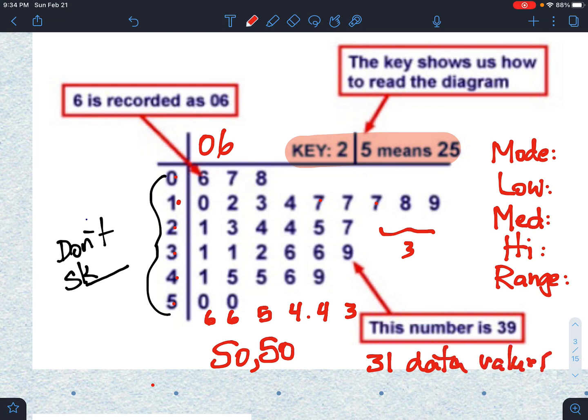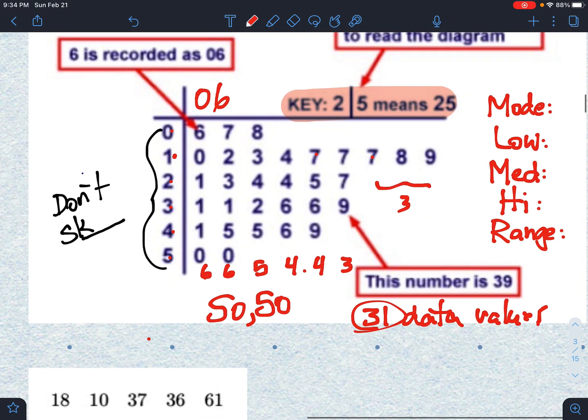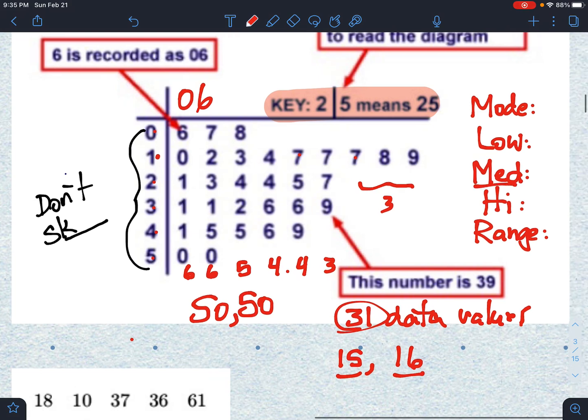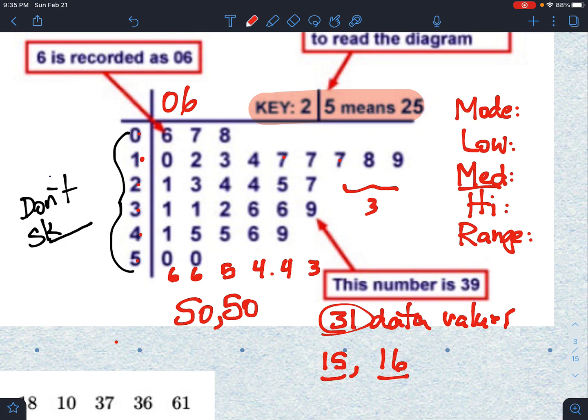Now the reason I do that is because I need to know where the middle is. Well, what's half of 31? Half of 31 is 15 and a half. So that means between the 15th and the 16th value is going to be my median. All right, so we can put the low number here as 6, the high is 50. I can figure out the range of numbers is 44 because I can subtract those. And now I'm going to count to find the 15th number.